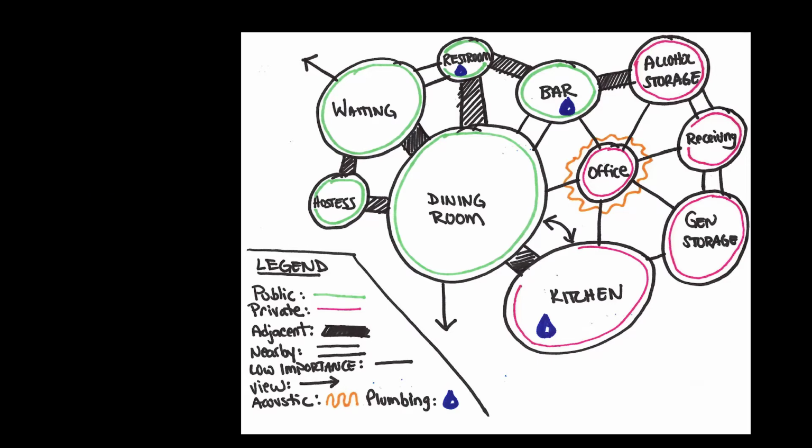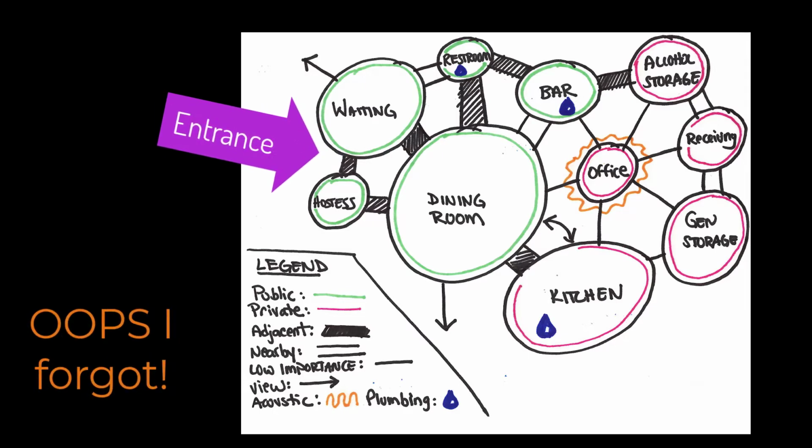Last but not least is indicating where the entrance to the space is by drawing a big, thick arrow with the words entrance pointing at the room where you feel the entrance doors are most likely to be located.